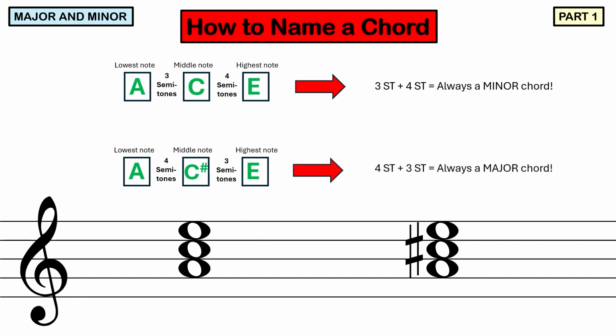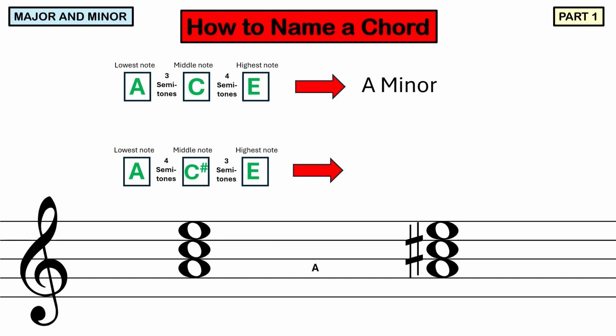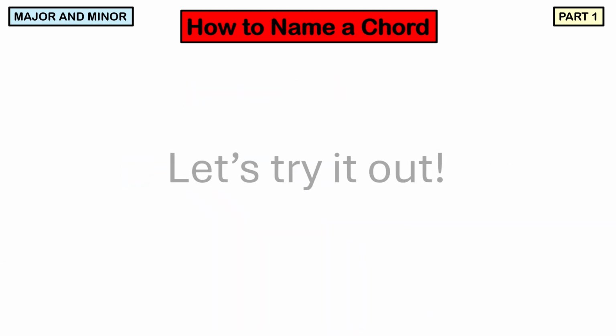And when the lowest 2 notes have 4 semitones between them and the highest 2 notes have 3 semitones between them, this is always a major chord. Therefore, the chord with A, C and E in it is called A minor because the lowest note is A, and the chord with A, C sharp and E in it is an A major chord, also because the lowest note is A. Let's try it out.